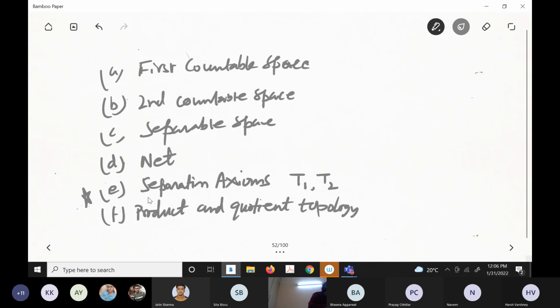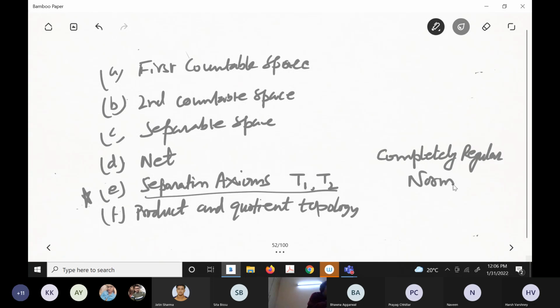Now I want to teach you the more important separation axioms, that means completely regular and normal. There is something regular also, but I may only give the definition. I won't teach much, but these two are important. This is part of the higher separation axioms. So let me start with T1 and T2 again.